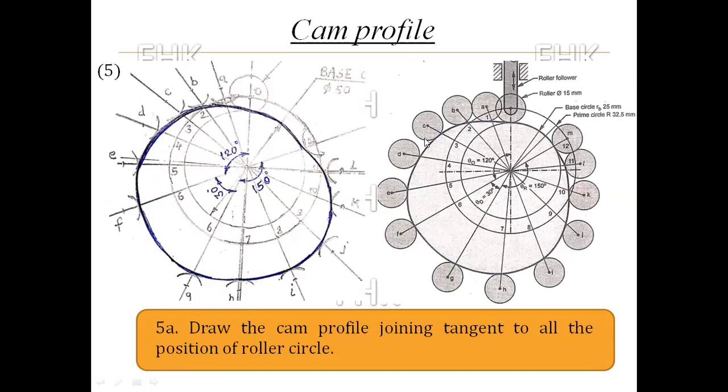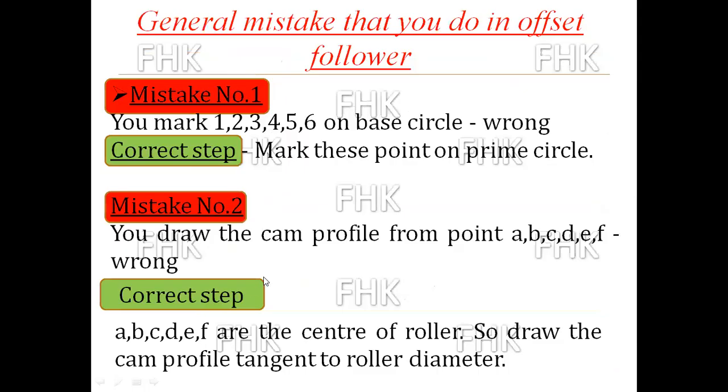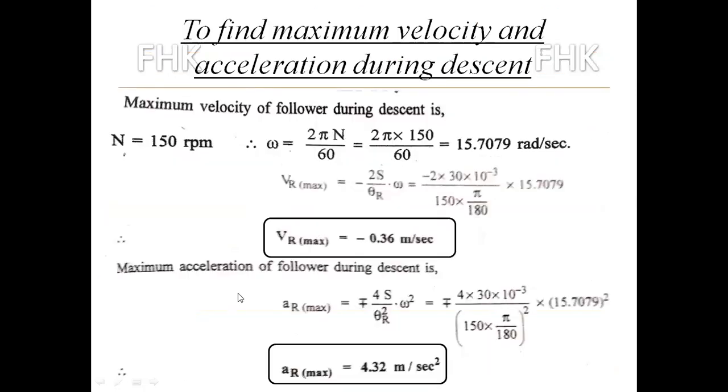So only the part of that roller is okay for drawing the cam profile. From that point you will draw the cam profile tangent to that roller. These are the mistakes that you may make in the examination. Now the third part is to find the maximum velocity and acceleration during the return stroke only.